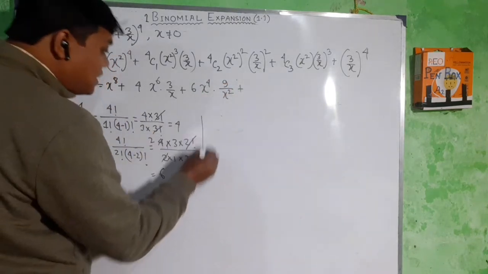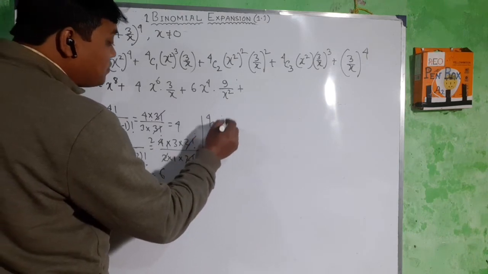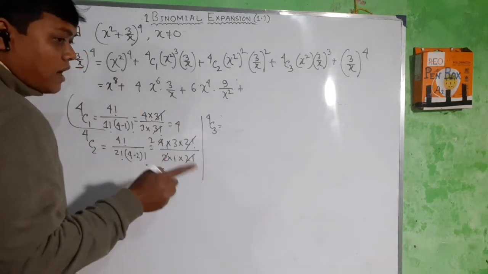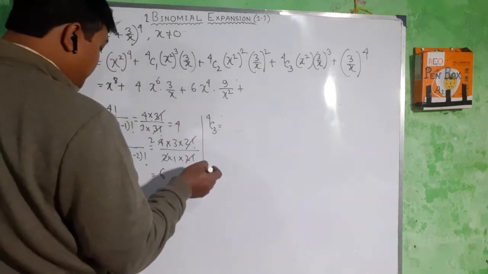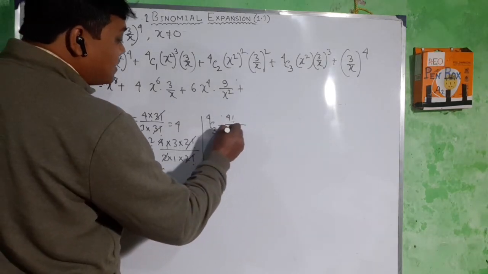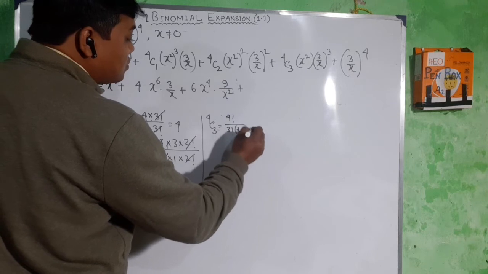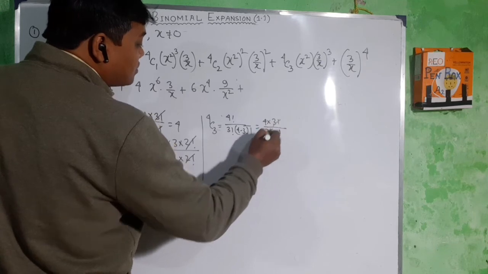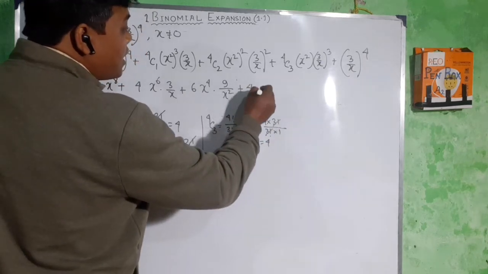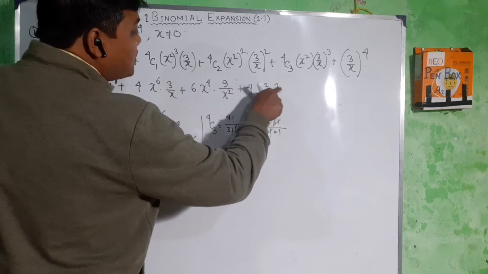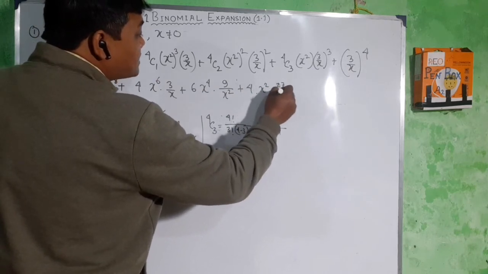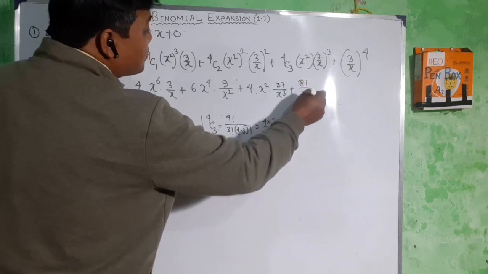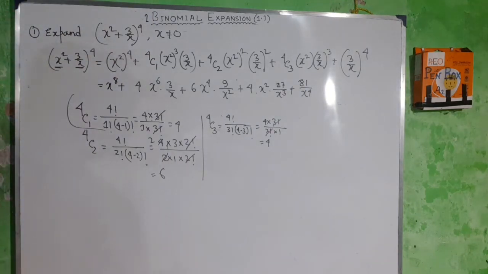And what about 4C3? 4C3 also gives 4, because you see that nC1 and nC(n minus 1) are both the same. So 4C3 equals 4 factorial by 3 factorial into (4 minus 3) factorial, so 4 into 3 factorial by 3 factorial into 1, so 4. So 4 into x² by 3³, that means 27/x³, plus 3⁴, that is 81/x⁴. Okay, I think it is clear to you.